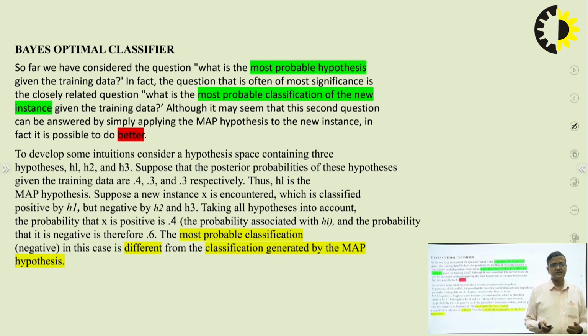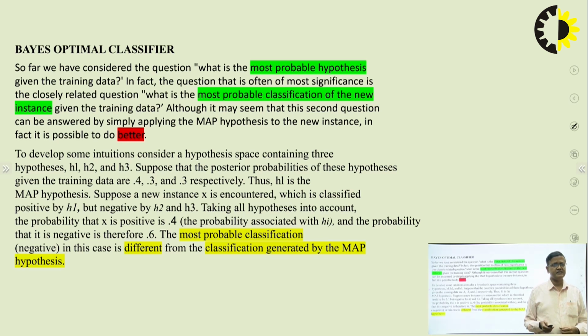The thing is that we can actually do better, in the sense that we can use a combination of all the hypotheses weighted by their prior probabilities, and we will calculate the posterior probabilities of all the hypotheses, and that will be used to classify the new instance. How that will be used, we will see in the next few sentences.